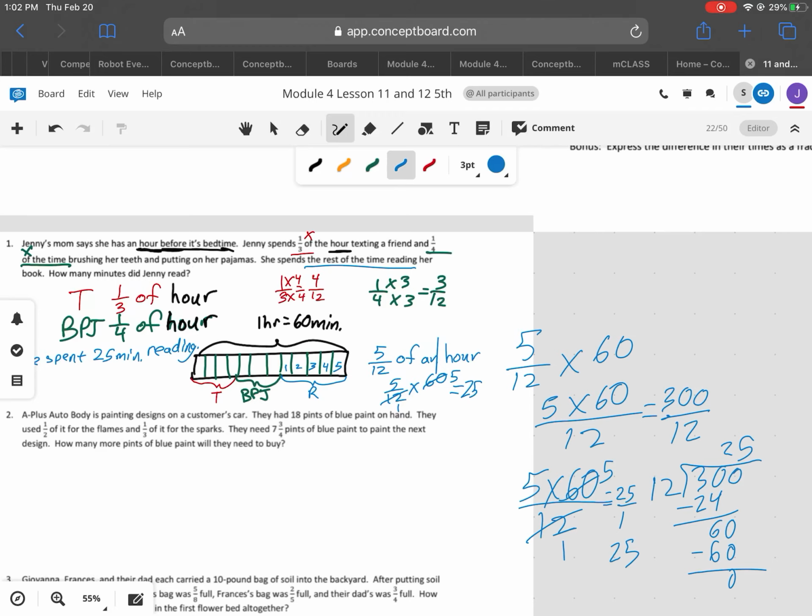The code word or bonus word for today is pump. I'll write it down. I'm looking right at my pump, my bike pump.